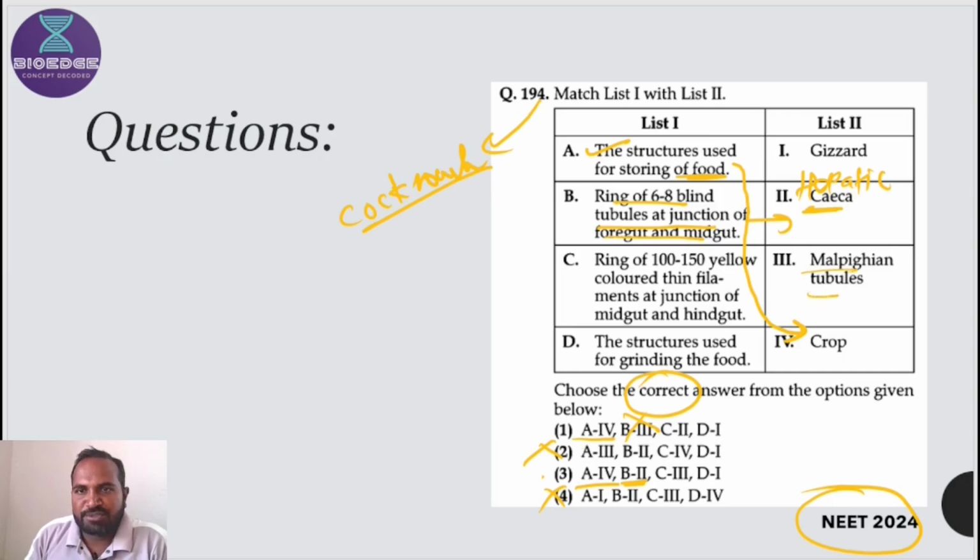Because third is Malpighian tubules. So Malpighian tubules are the excretory organ of cockroach, so that's why it is a ring of 100 to 150 yellow colored thin filamentous structures present at midgut and hindgut. So that's why this option is wrong.